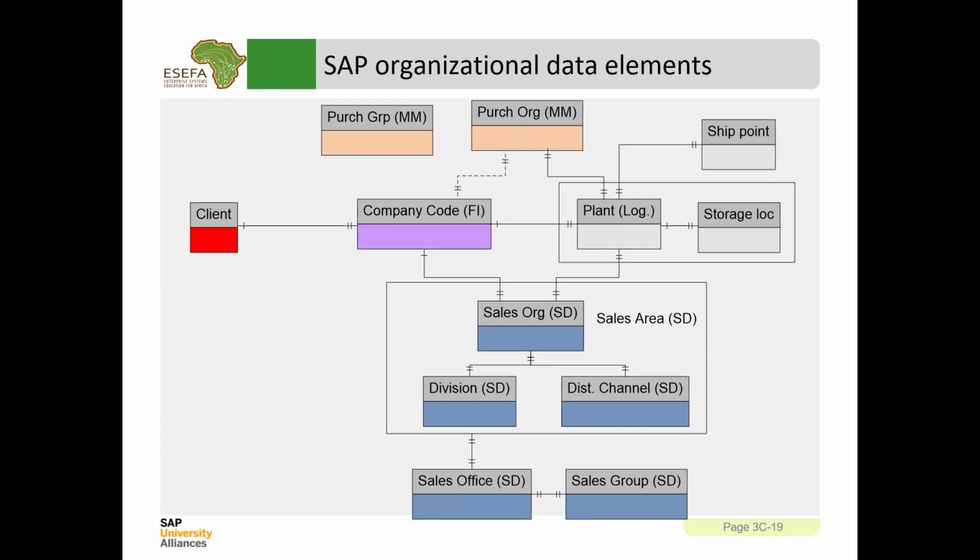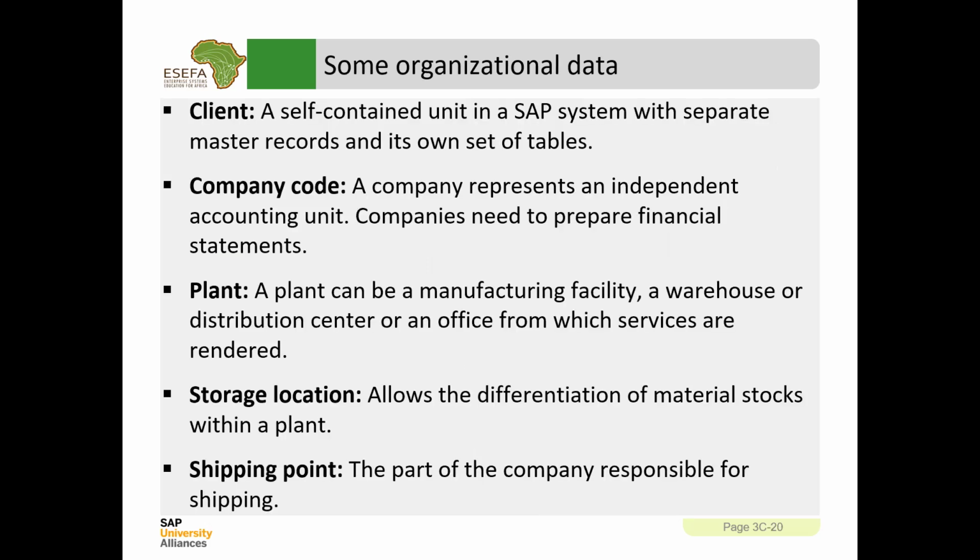So whatever sales must be made is from a company code. So the company is the one selling. So we see sales division, probably you have a sales division for each type of product you are producing. They're all aggregated into the sales group. So these are examples of organizational data that are provided on the SAP platform. So the client, self-contained as I said, in the SAP is unique to you. It has its own set of tables. It has its own set of master records.